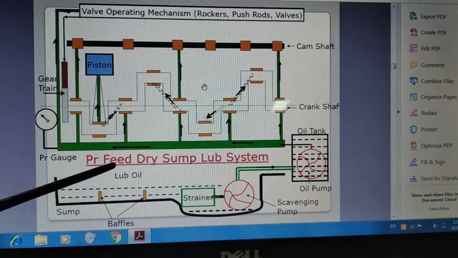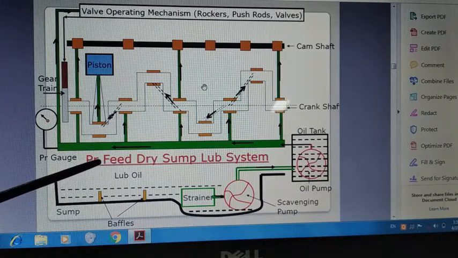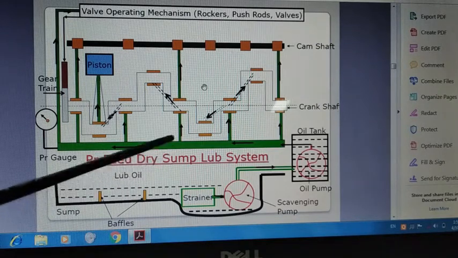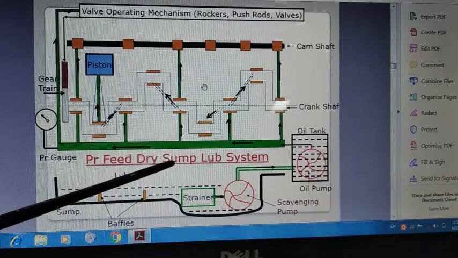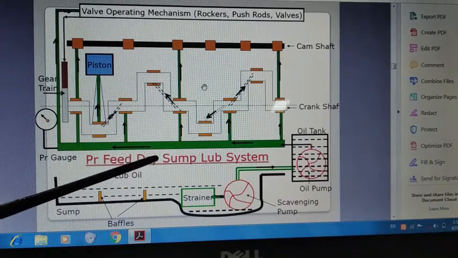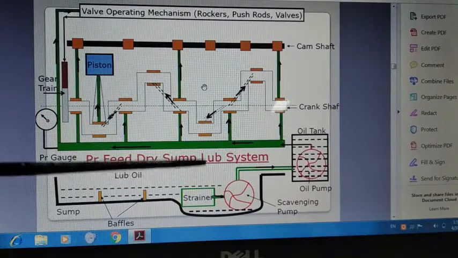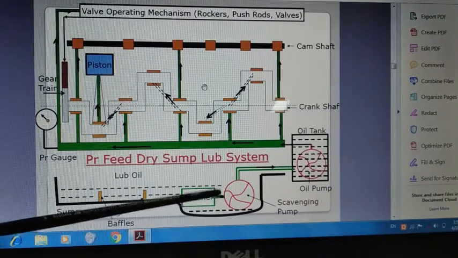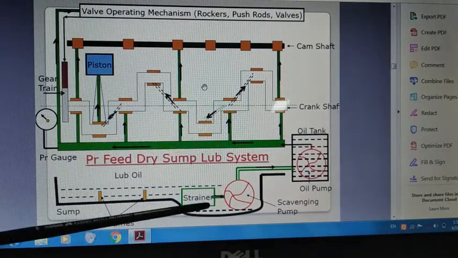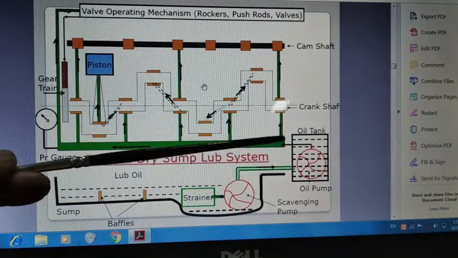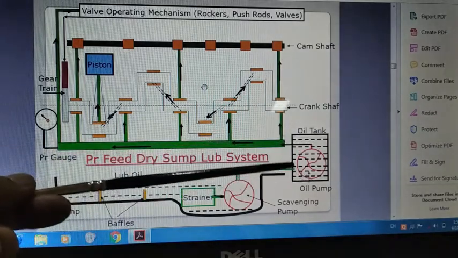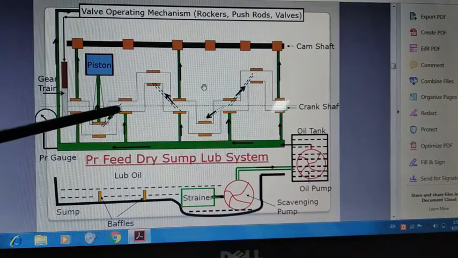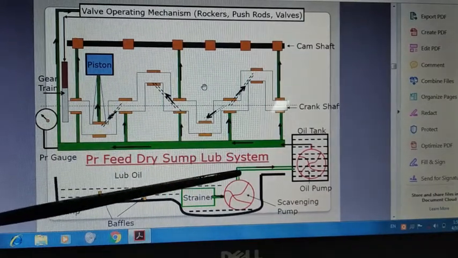So pressure feed means the oil pump will be pressurizing the oil, and dry sump. Now here the word dry is used and not wet. Let us try to understand the reason for this. Look here, the arrangement is slightly different than the previous two systems. We have a separate oil tank being used for supplying the oil to the different components.